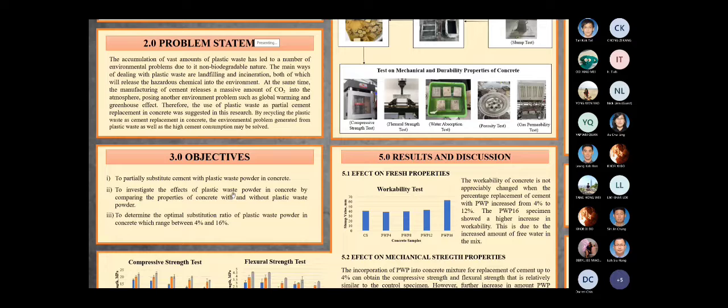The objective of this research is to partially substitute cement with plastic waste powder in concrete, then to investigate the effect of plastic waste powder in concrete by comparing the properties of concrete with and without plastic waste powder, and lastly, to determine the optimal substitution ratio of plastic waste powder in concrete, which ranges between 4% to 16%.